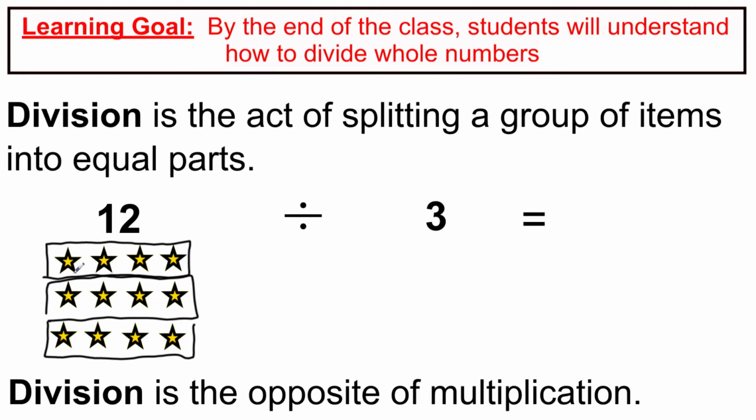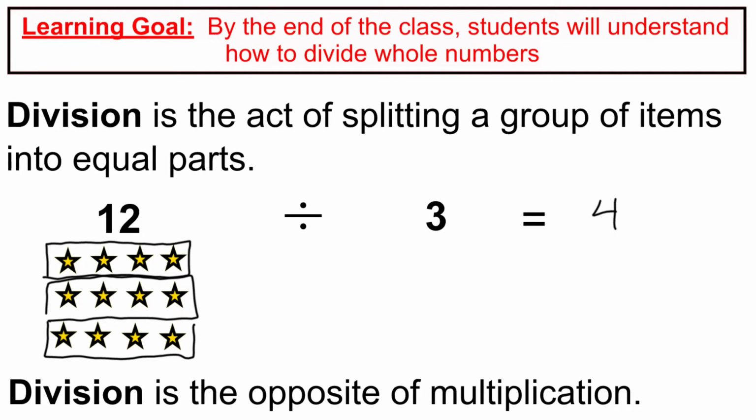And so when I'm saying 12 divided by 3, I'm saying there are 12 items, and 3 people that need to get these items. How many does each person get? Well, I was able to divide the 12 equally into parts, and so I would say each of these people gets 4 stars, okay?